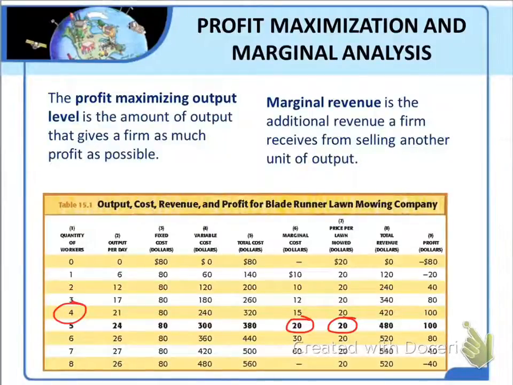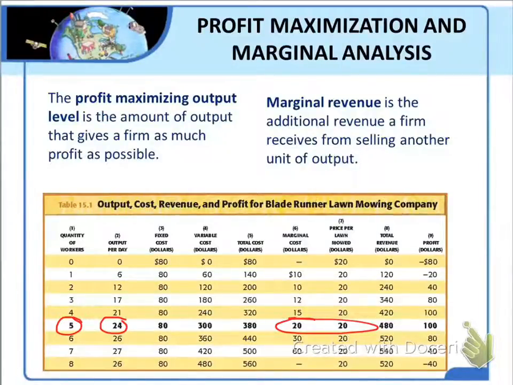When Blade Runner hires the 5th worker, which is right here, to increase output from 21 to 24 lawns, the marginal revenue and the marginal cost, of course, are the same. They're equal at $20. For this move, each additional lawn adds the same amount of revenue as it adds to cost, so profit will not change. Blade Runner will be indifferent about increasing output from 21 to 24 lawns. The owners might as well flip a coin to decide between these quantities.